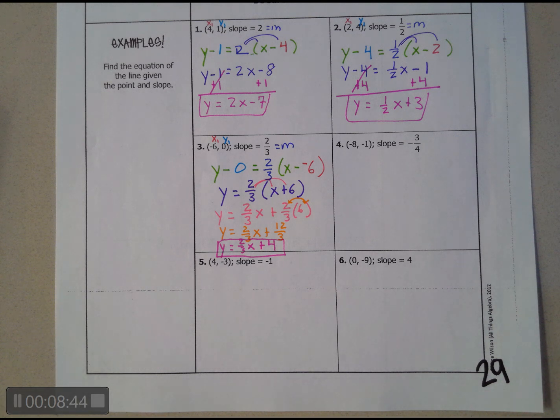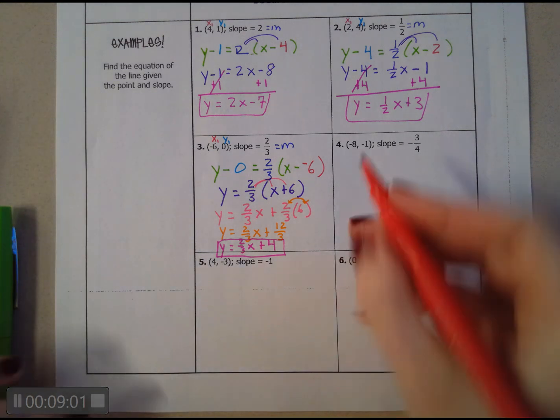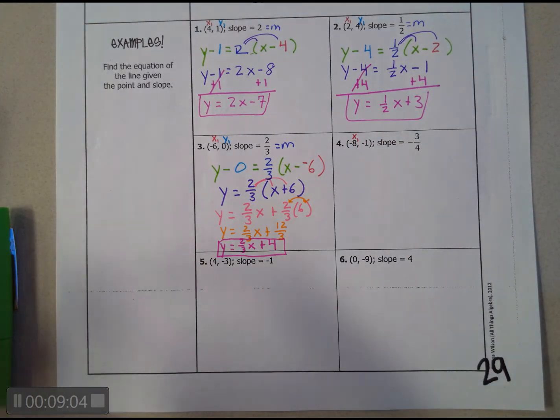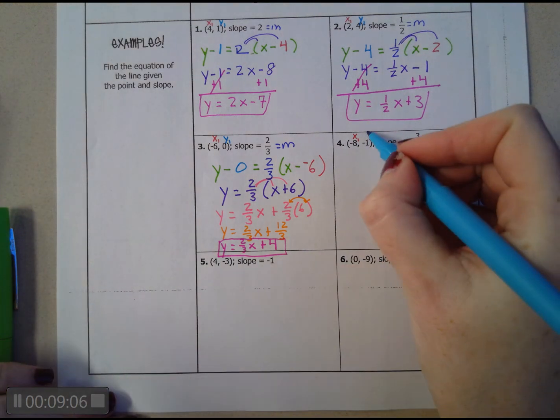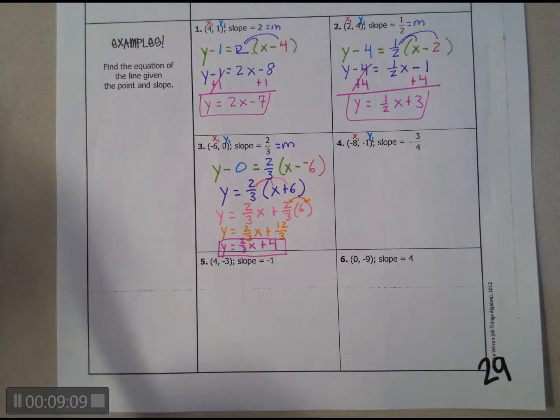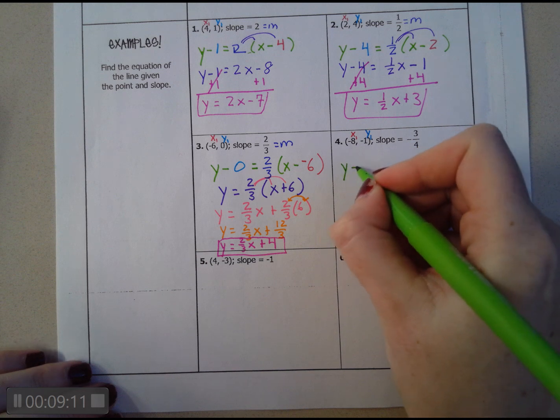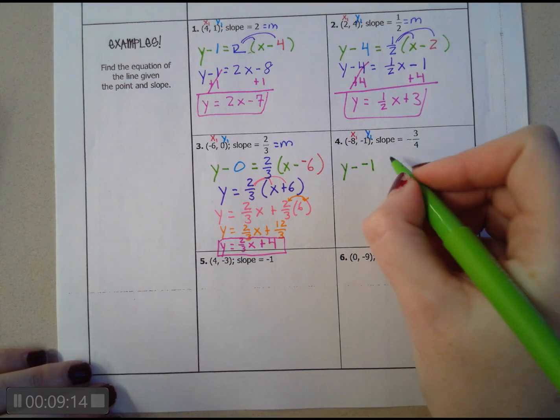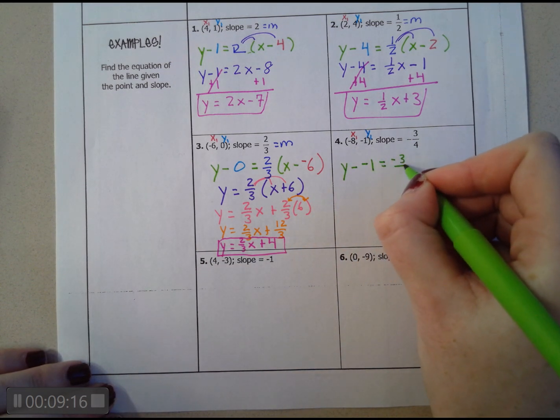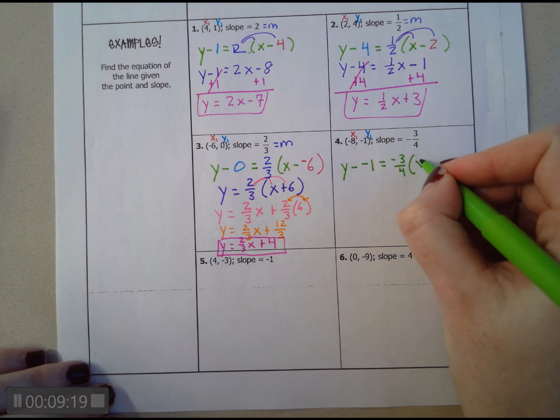So now I am going to go through 4 through 6. Okay, but I'm going to go through it a little bit faster and without so many colors in my first step, because that's a lot of effort to click and unclick so many pens. Alright, but I will still label a couple of things. So remember, this is your x1 and your y1. Okay, so I'm going to have y minus a -1 equals -3 over 4 times x minus a -8.